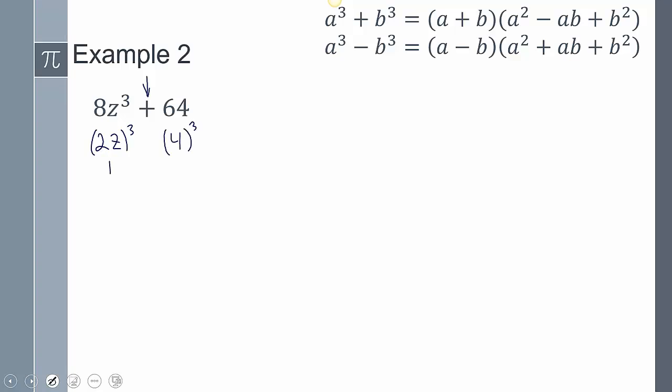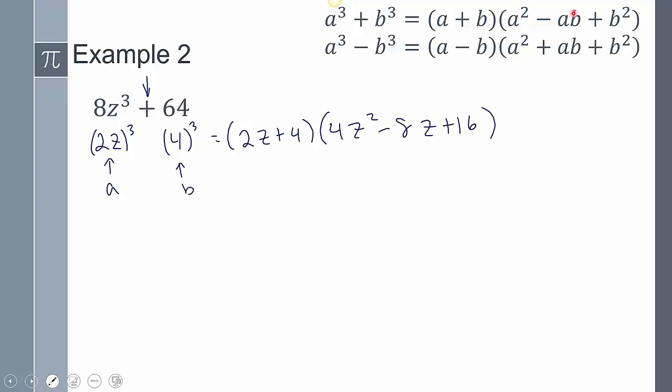And so now that I have my technical a, I have my technical b, I can plug it in, and so I'm going to get a plus b, so I'm going to get 2z plus 4. And then times, it says a squared, so that'll be 4z squared, minus ab, so minus 2 times 4 is 8, so I'll just write 8z, and then it says plus b squared, so plus 4 squared, so I'm going to get plus 16. So I just took this information, there's my a, there's my b, and I just plugged it into that statement.